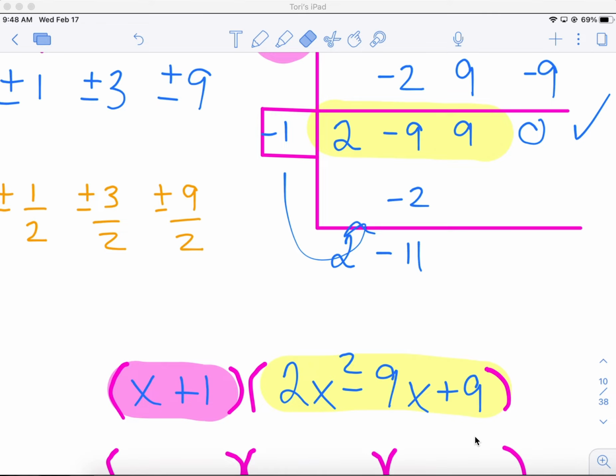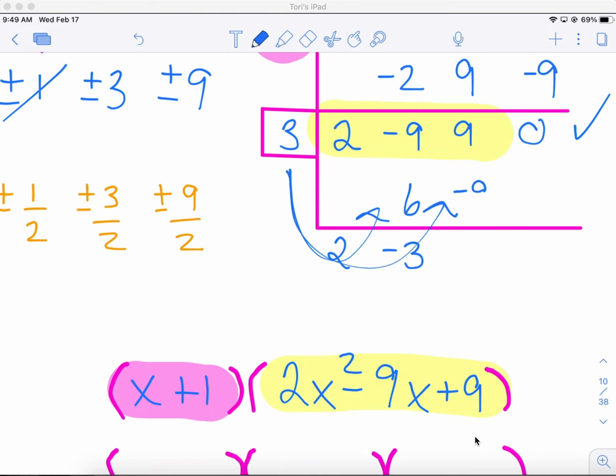Not going to make a 9. All right. As soon as you know it's not going to work, try a different one. All right, let's do 3. Bring down the 2, multiply, -3. Okay, we're in good shape. That gives us a -9 and a 0, right?